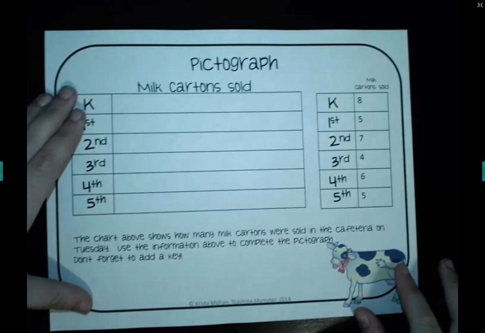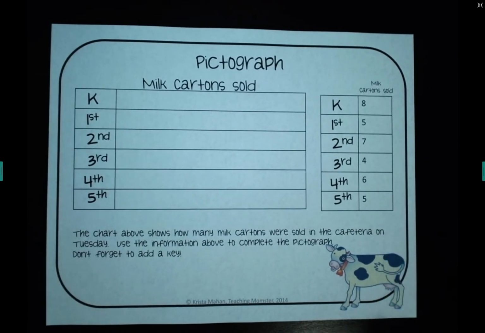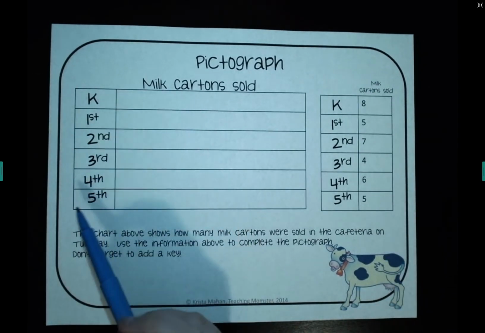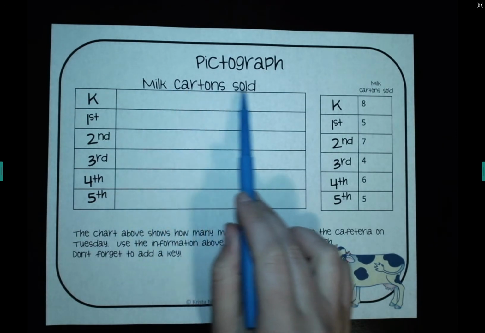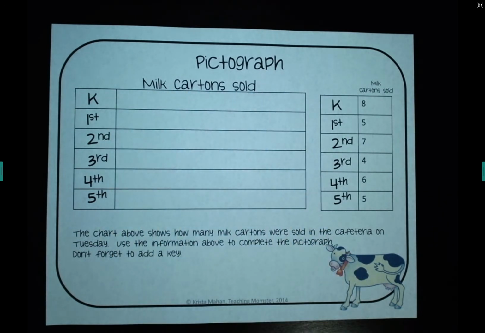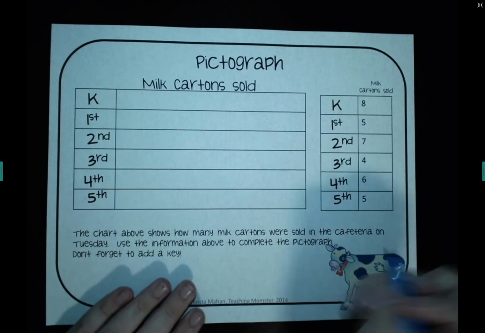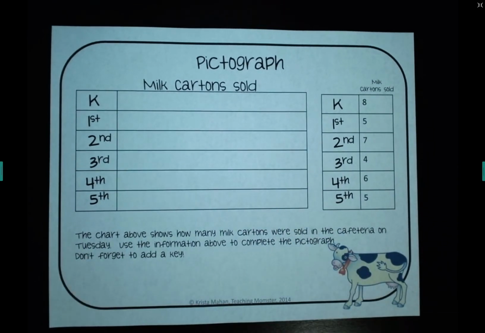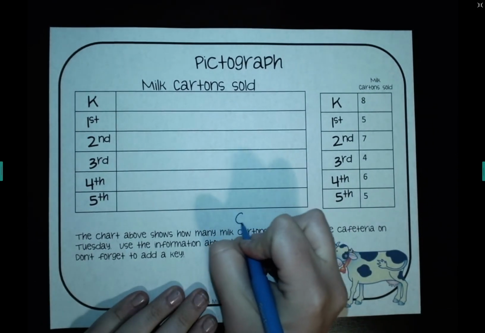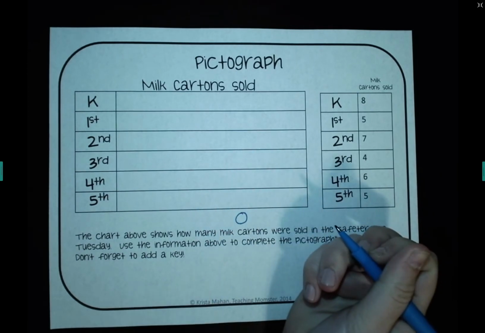Now, the last thing we're going to do together is actually create a pictograph. And this is another one where it is the milk cartons sold. So it's already given us our categories. It's already given us a title. And it's given us our data. What we need to do is come up with a key. So our key, I'm going to use one symbol. I'm just going to use a circle. That's easy. It's easy to make.